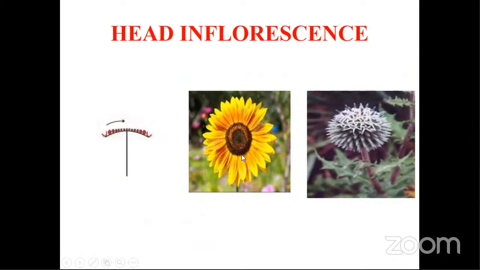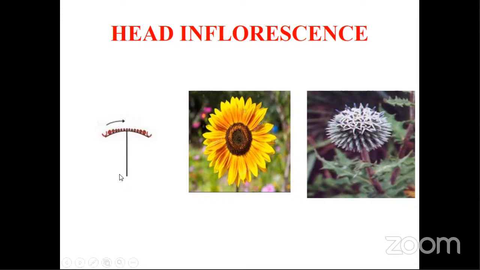You can see the flowers present over here are called disc florets, and the flowers which are present towards the outside are called ray florets. See, the inflorescence axis is reduced into a disc. Opening of flowers will be from the periphery towards the center. This is called centripetal manner. Centripetal arrangement of flowers is also a characteristic feature of head inflorescence.